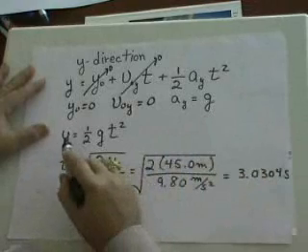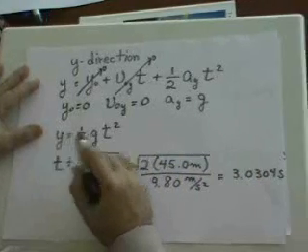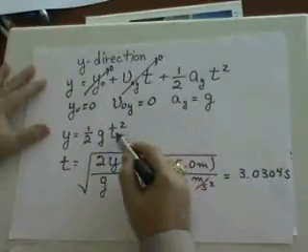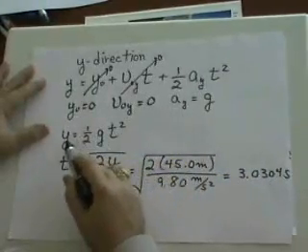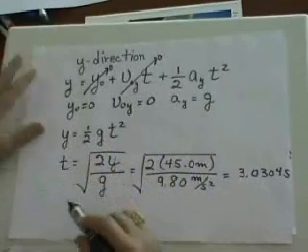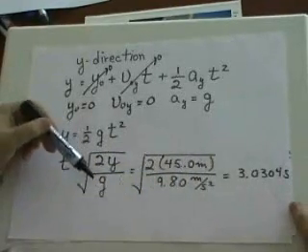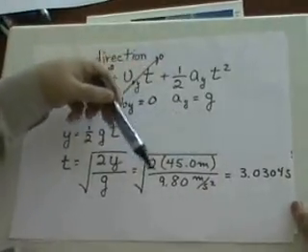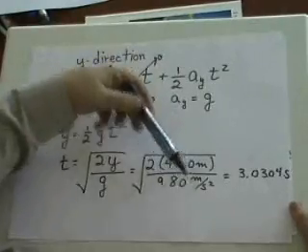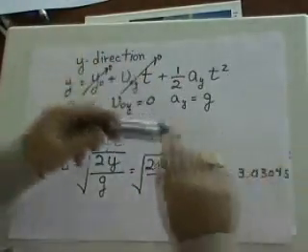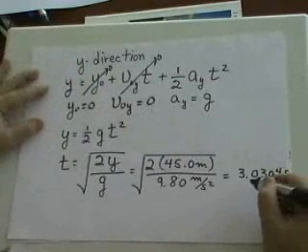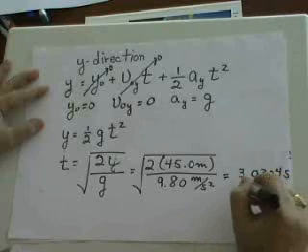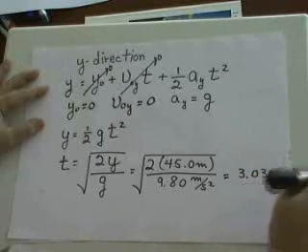Now we have y was given. What we're doing is trying to find the amount of time so we can use the time to go back into the x equation. We rearrange it algebraically. t equals the square root of 2y over g, 2 times 45.0 meters divided by 9.80 meters per second squared. Take the square root, and you'll get on your calculator some number that looks like 3.0304 seconds. We're going to keep the whole number for now, and we'll only round off at the end.